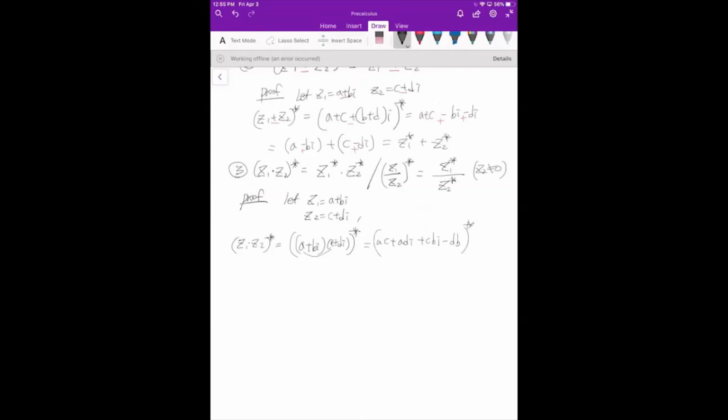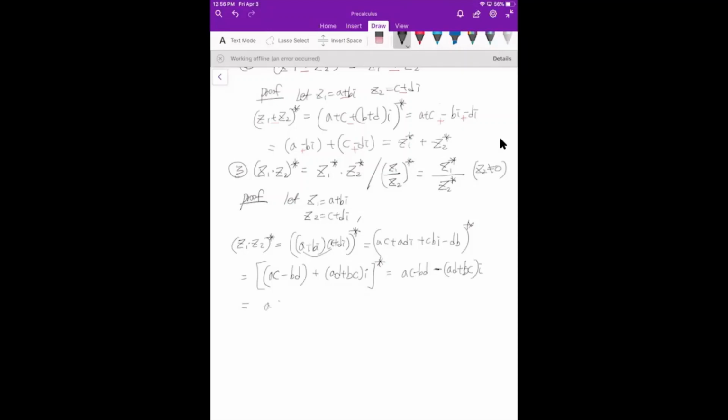Everything conjugated. Okay, I need it to be a little bit simpler. So I put those ac and bd together, which is the real part. And then I have the collection of the imaginary part, ad plus bc, multiplied by i. Everything should be conjugated now. That's not difficult. I just have to change the sign. So ac minus bd minus (ad plus bc)i.